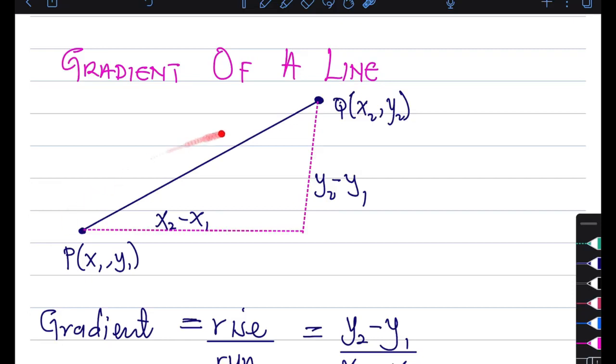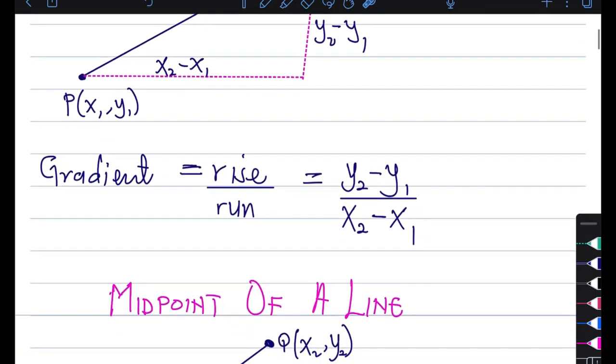So still we have the same diagram, but for gradient, what we do is that we use the rise over the run. So the rise corresponds to the y-axis or the vertical line, so the change in that is y2 minus y1, and then the run is the horizontal or the x-axis, so that is x2 minus x1.